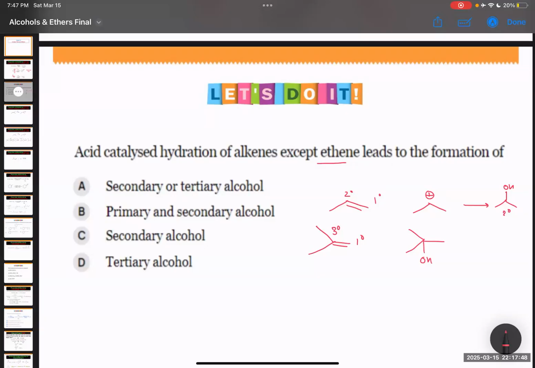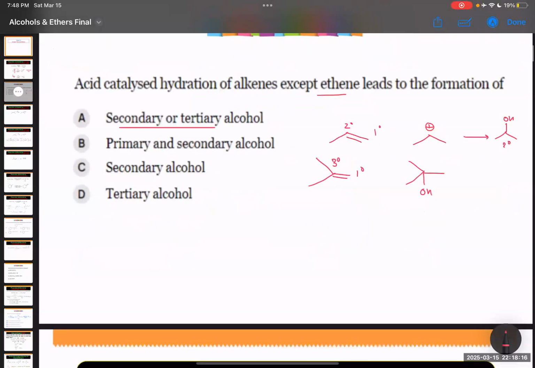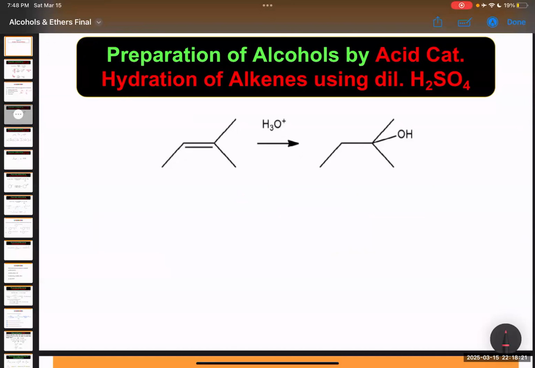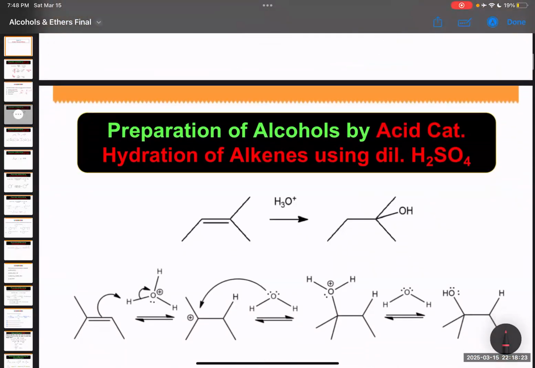So all alkenes except ethene will have more alkyl groups, more carbon. So they are going to connect their OH group on the internal position where the carbocation is more stable. So either you will end up with secondary or with tertiary alcohols, but not with primary. I hope you are getting my point. Primary alcohol is actually outside. Cation is not stable there. Okay, clear?